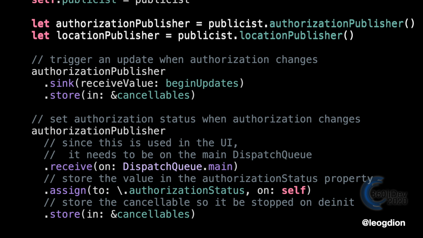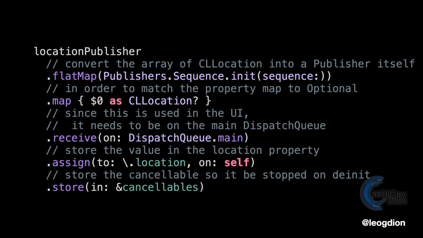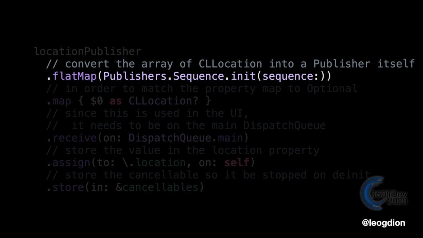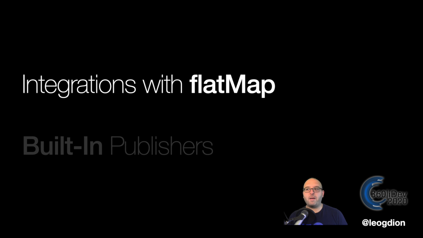Now, how are we going to deal with actual location changes? So we have our location publisher, and we have to convert that array, since the way update locations works, it gives you an array of locations in sequence of their changes. And we need to somehow flatten that. We're going to be using publishers.sequence here to create a publisher from an array. We also see here a flat map. What does flat map actually do with a publisher? So let's talk about these. First of all, let's talk about integrations with flat map and what we're doing here.